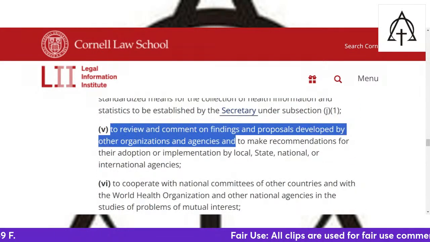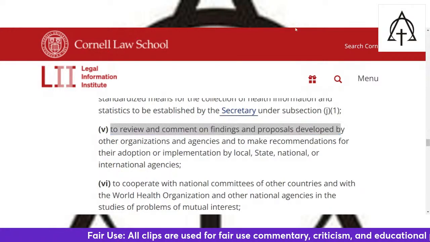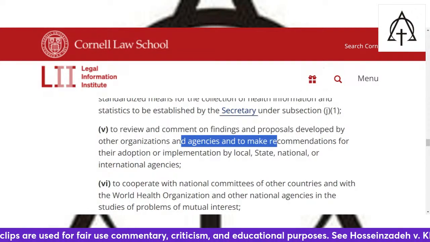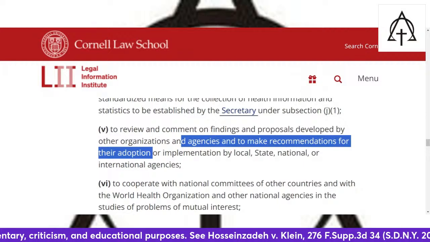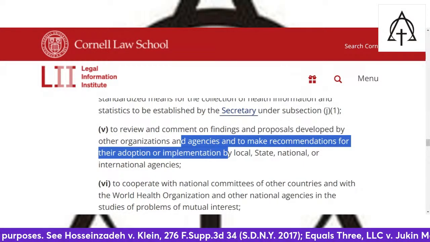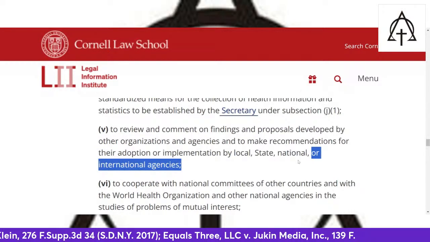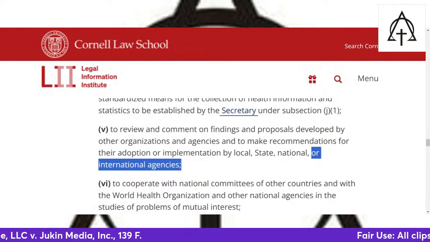To review and comment on findings and proposals developed by other organizations and agencies, and to make recommendations for their adoption or implementation by local, state, national, or international agencies. Or international agencies. Now we go above and beyond the federal, state, or municipal officers or agencies.